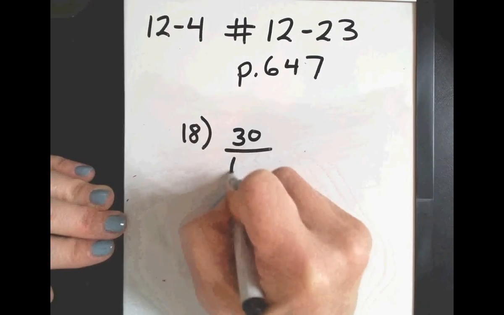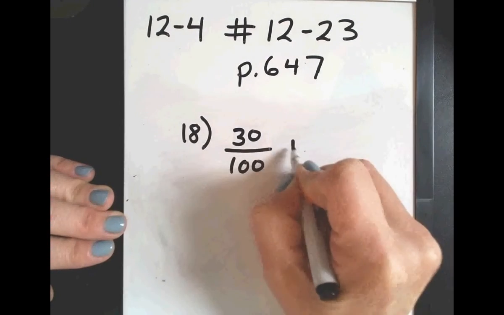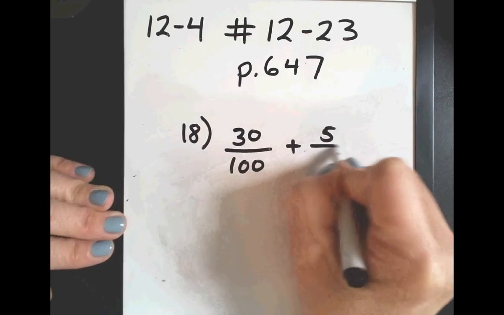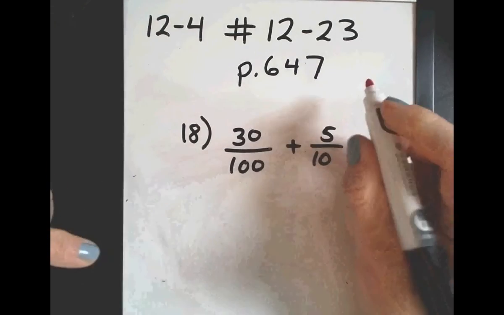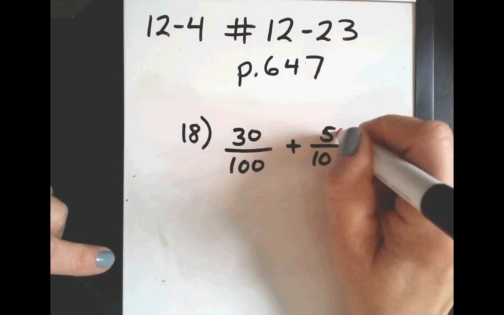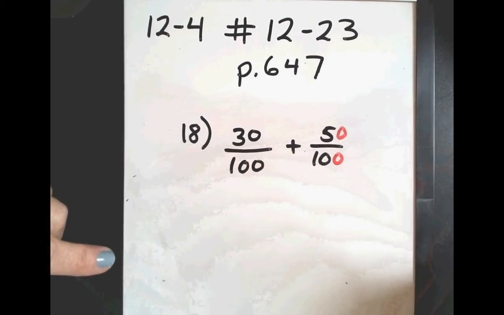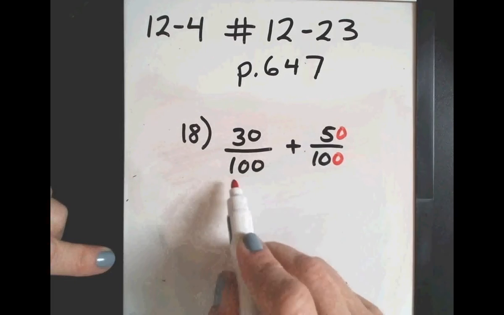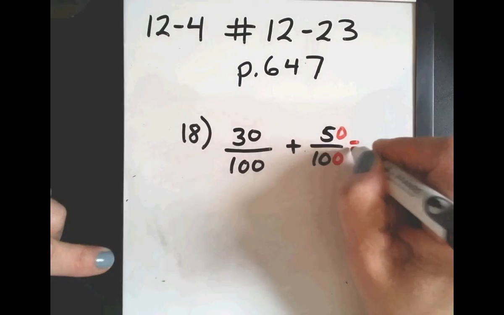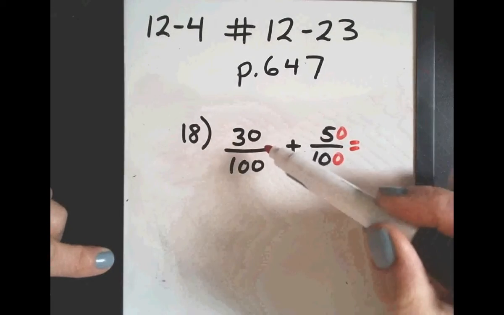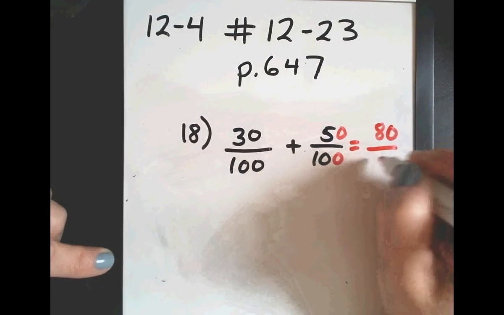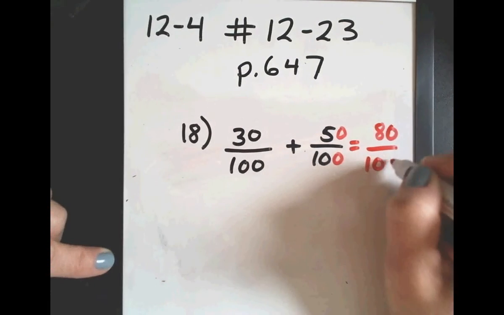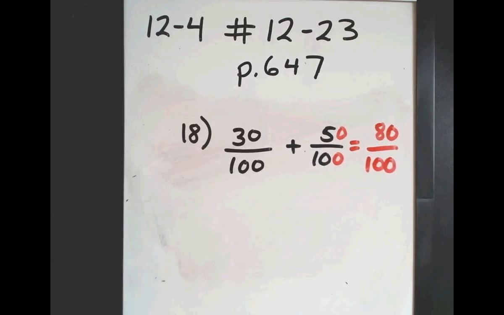So number 18 is 30/100ths plus 5/10. So what do I need to do? I need to change the second fraction, so I'm going to add a 0 to the numerator and a 0 to the denominator. So now both my denominators match. And again, this is easy mental math. 30 plus 50 is 80. So number 18 is 80/100ths.